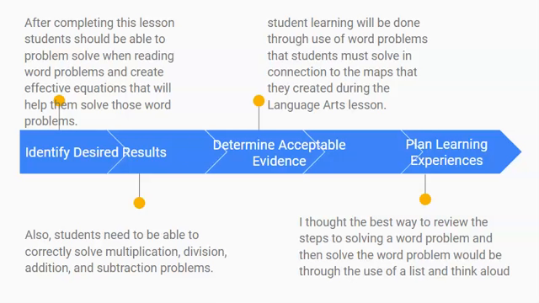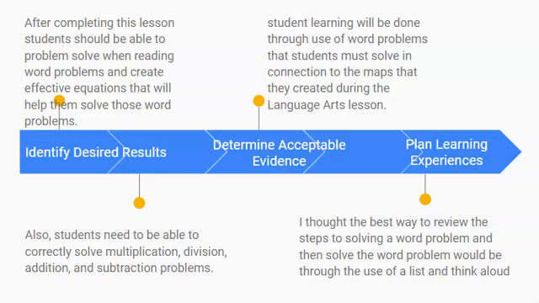Then you determine the acceptable evidence. I think it would be acceptable where student learning will be done through the use of word problems that students must solve in connection to the maps that they created during the language arts lesson. So they will use those maps they created to find maybe the distance from their home to the school, or how many crops are in a field, things like that.